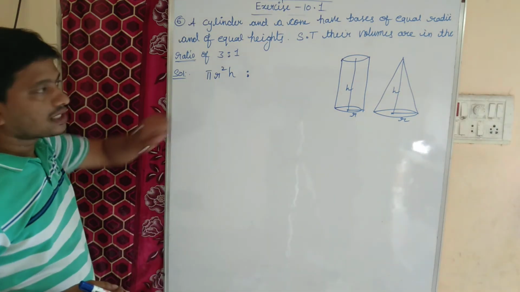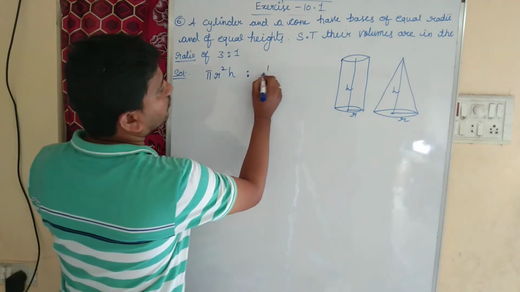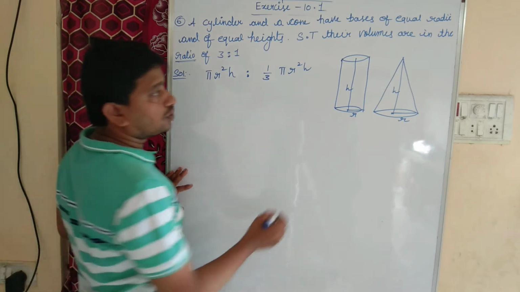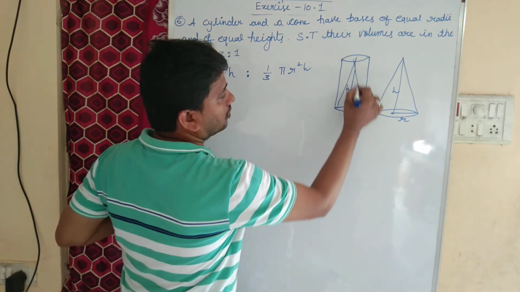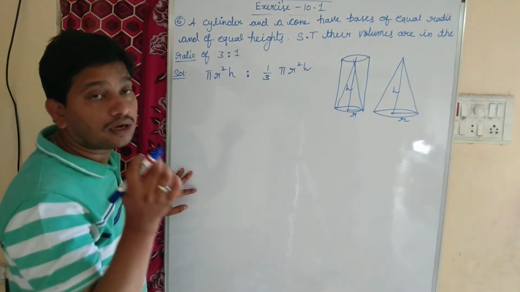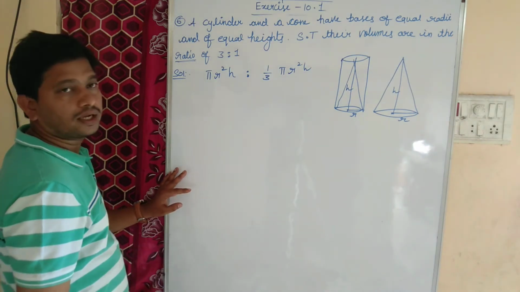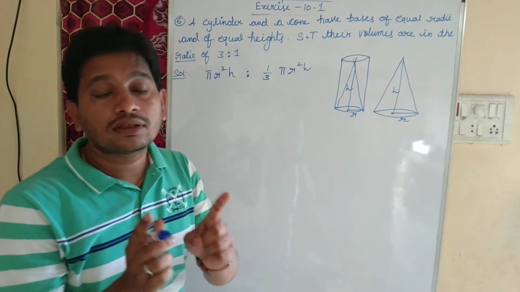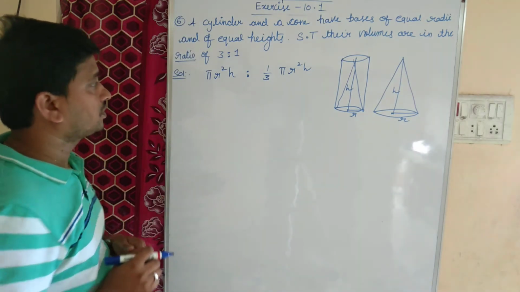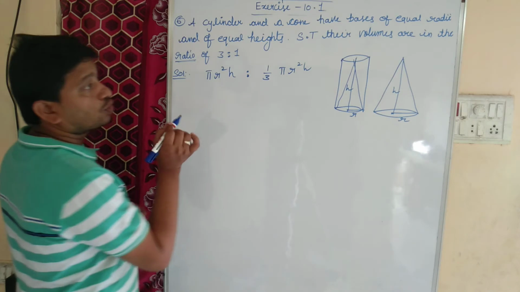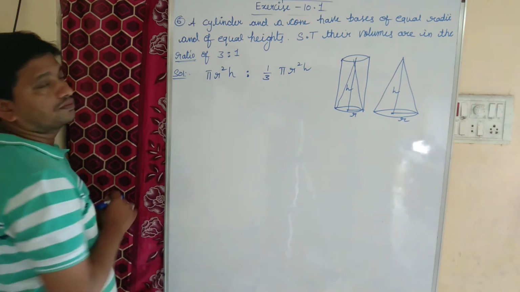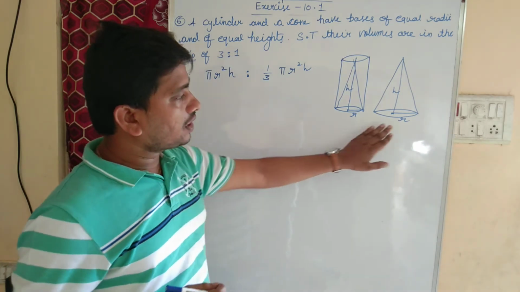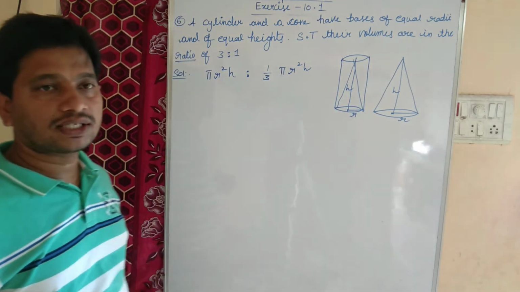Volume of cylinder is pi r square h, and what is the volume of cone? That is 1 by 3 pi r square h. As I told you, volume of cone will be 1/3 of the volume of cylinder. If we fit the cone into the cylinder, it occupies 1/3 of the volume of cylinder. They are asking to find their volumes in the ratio. So the volume of cylinder is pi r square h is to the volume of cone, 1 by 3 pi r square h.